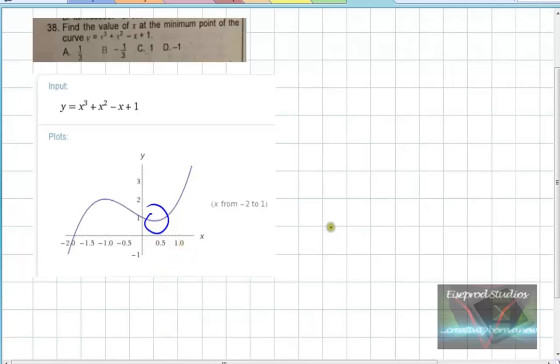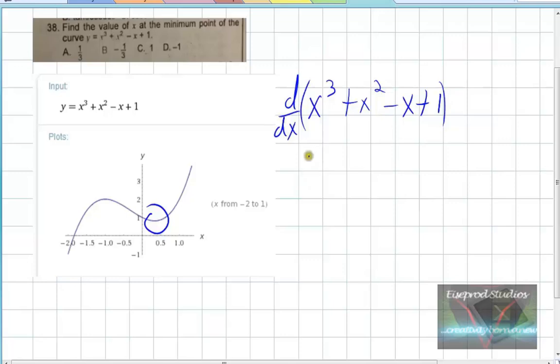So let's get started. So we have the equation x cubed plus x squared minus x plus 1. To start being able to find the minimum point, we need to take the derivative of this and then set that derivative equal to 0. So let's take the derivative of this, and we're going to get 3x squared plus 2x minus 1. And we technically have a plus 0 over here, but we can ignore that right now.